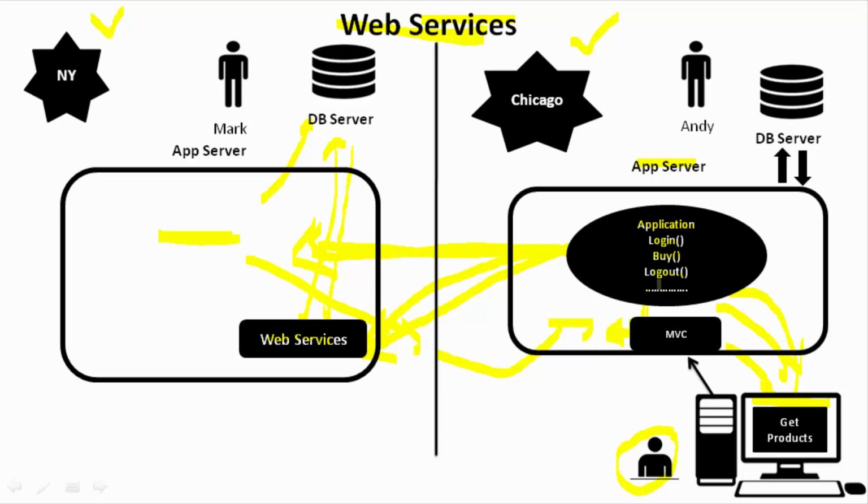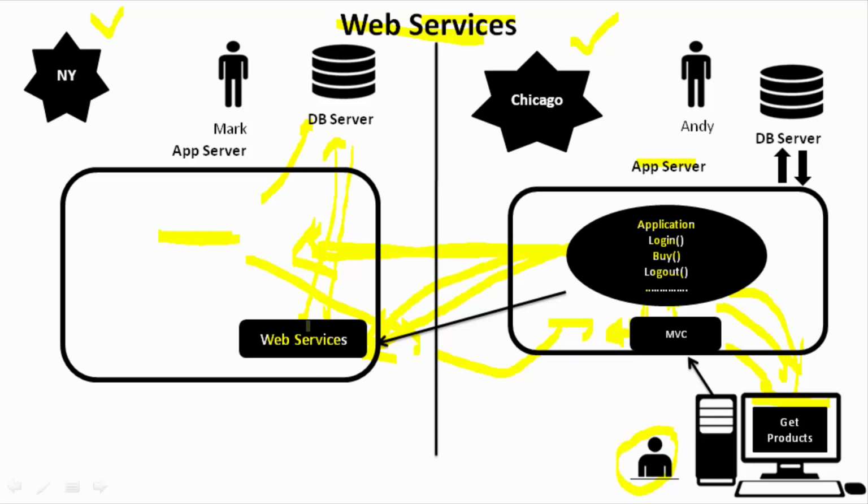Now the get products service is not hosted on this application server, and it is not part of this application. So when the end customer is asking for this service called get products, the request via the MVC framework will reach the app server. The app server now will make a call to this web service. This application will make a call to this get products web service.